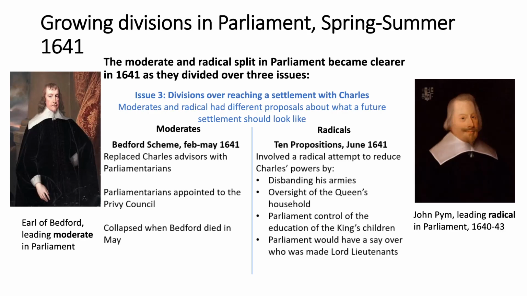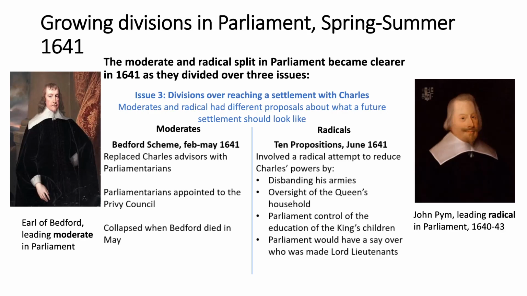Parliament would also have a say in who is made Lord Lieutenants. Now, that role is important because Lord Lieutenants play a role in raising armies. So being a Lord Lieutenant was particularly important. If you could have Lord Lieutenants loyal to Parliament, that could really control the army. So it was a way of taking control over that issue and preventing Charles from establishing any coups or anything like that.